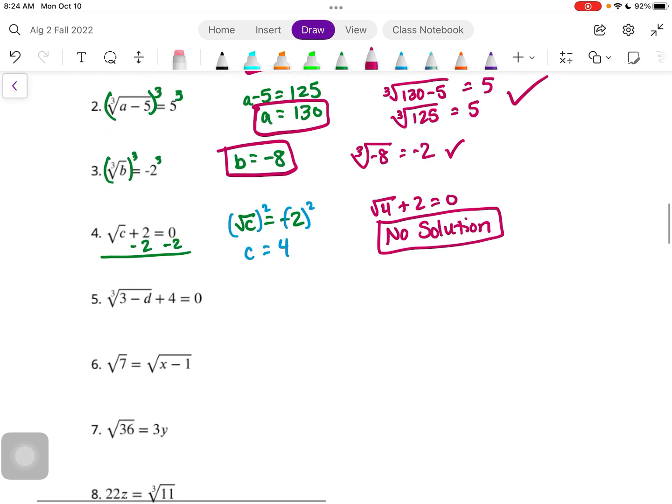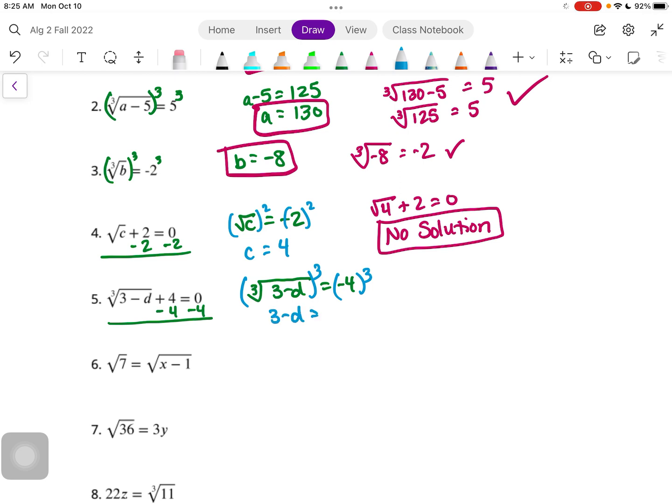Okay, number 5. We're going to subtract the 4 from both sides. So we get the cube root of 3 minus d is equal to negative 4. And then we'll go ahead and cube both sides. So we get 3 minus d is equal to, let's see, what would that be? Negative 64.